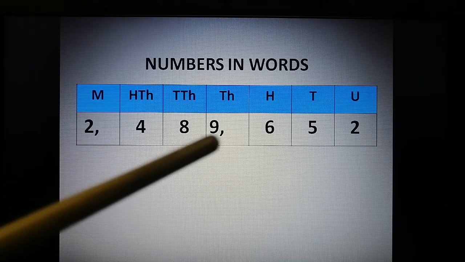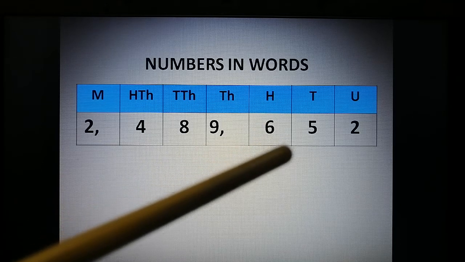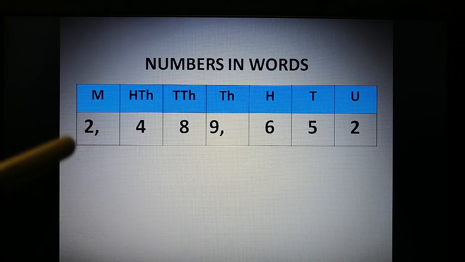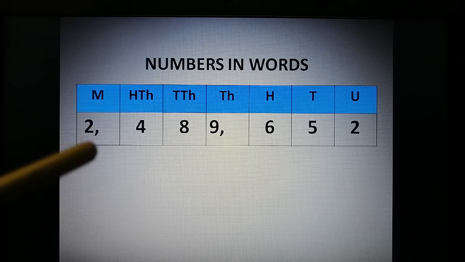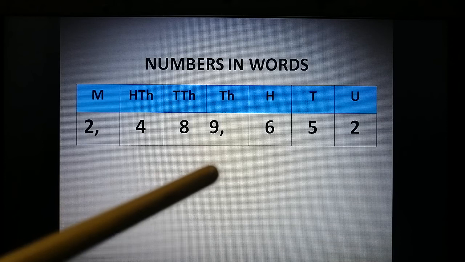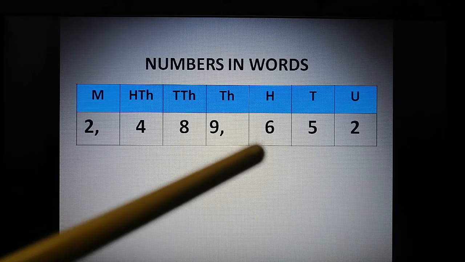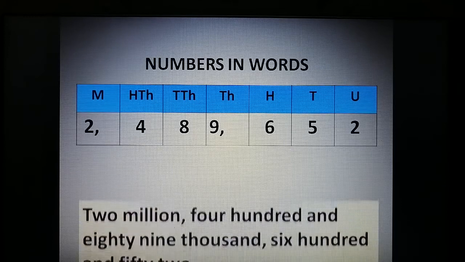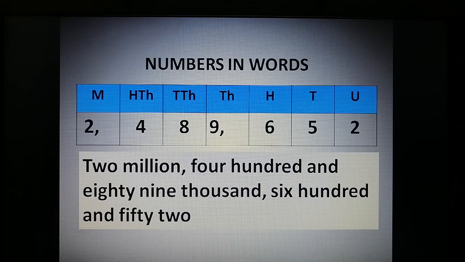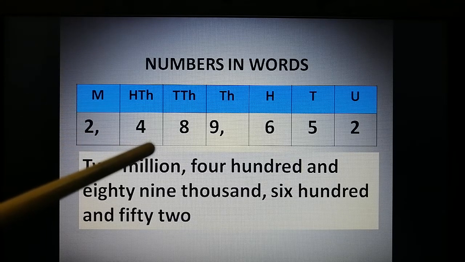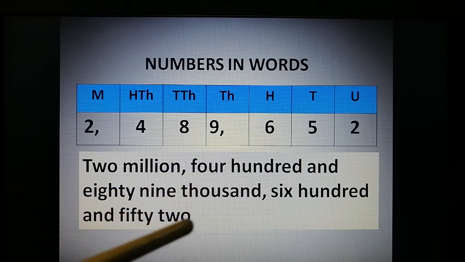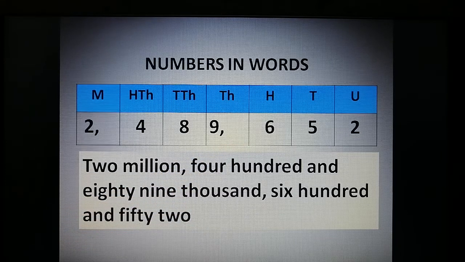489,000. And last, 652. Again: 2, comma name is million; 489, comma name is thousand; and last 652. So this is the way to write the number in words. Now quickly with me: 2,489,652. Understand? Be careful about spellings.